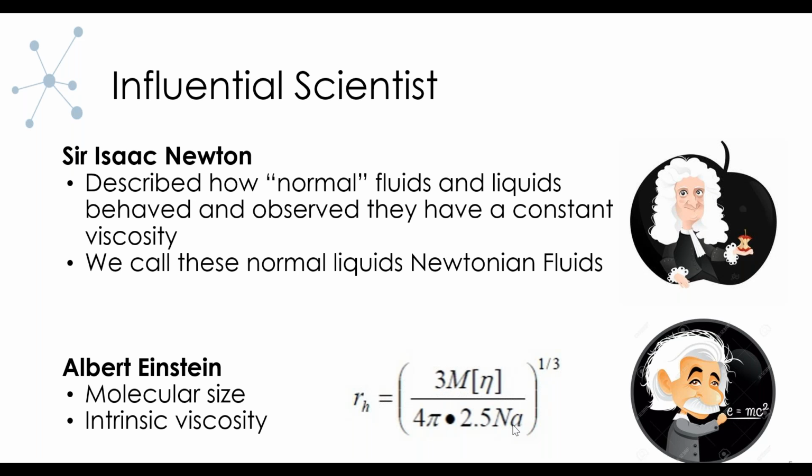Isaac Newton described how normal fluids and liquids behaved, and he observed that they have a constant viscosity. We call these normal fluids Newtonian fluids. What I'll point out later on in the talk is that this was only part of the characteristics of fluid. There are also fluids that don't behave in this way.